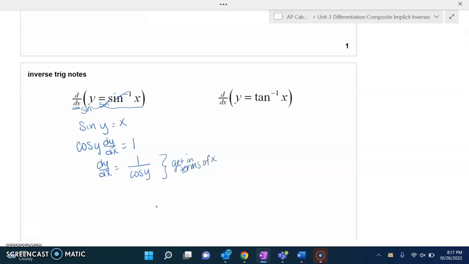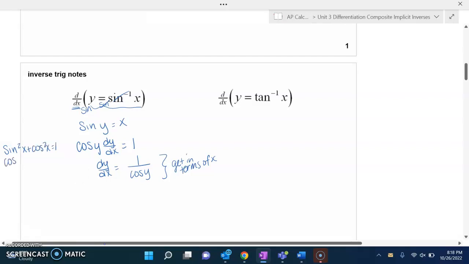And you're probably thinking, how am I going to get that in terms of x? So, little side note, we know that sine squared x plus cosine squared x equals 1. You could also then flip it and say sine squared y plus cosine squared y equals 1. As long as these pieces match, this relationship is true and holds.